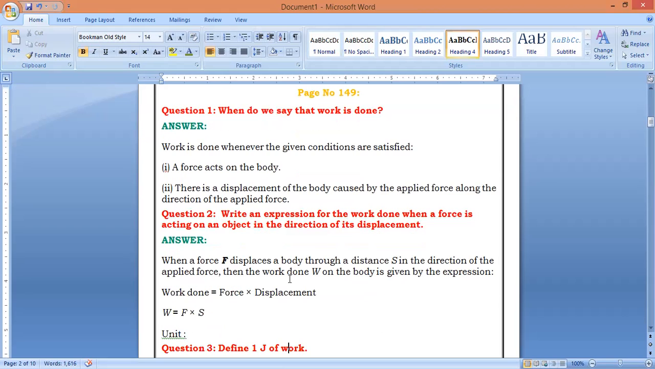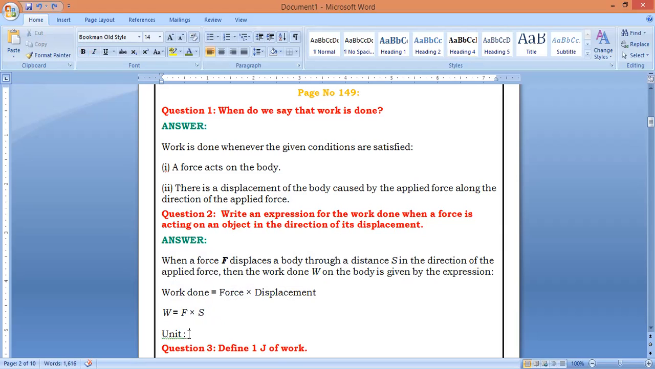Let us go to question number 3. Write an expression for the work done when a force is acting on an object in the direction of its displacement. So we need to show that W is equal to F into S. Let us take the definition of work done. When a force F displaces a body through a distance S in the direction of force, then work is done on the body. That is given by work done is equal to force into displacement. Force is denoted by F and displacement is denoted by S.